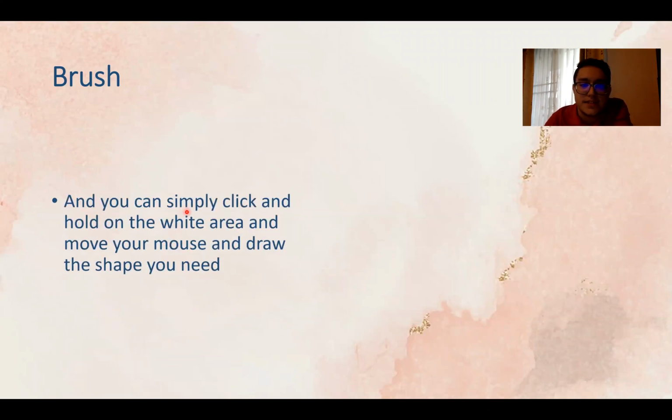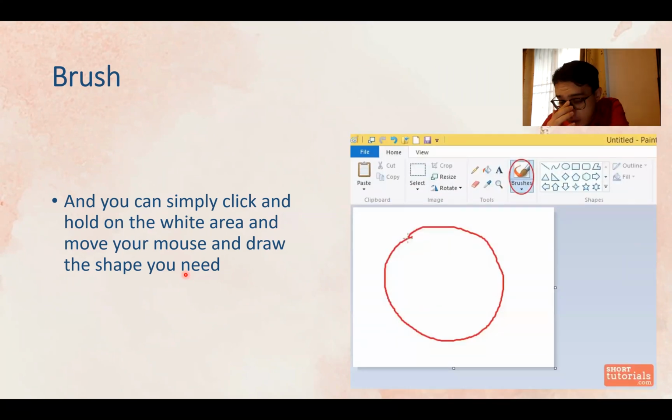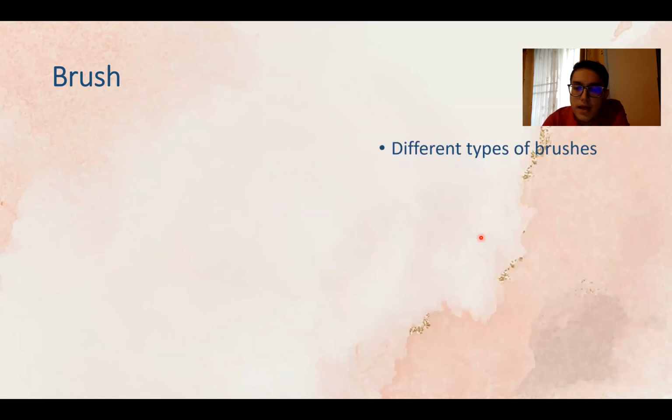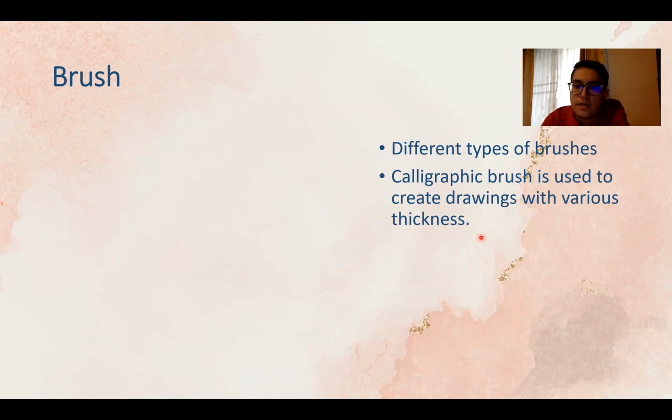And you can simply click and hold on the white document area, and move your mouse and draw the shape that you need. So this is a circle drawn with the brush. There are different types of brushes. So each of them has a different name.